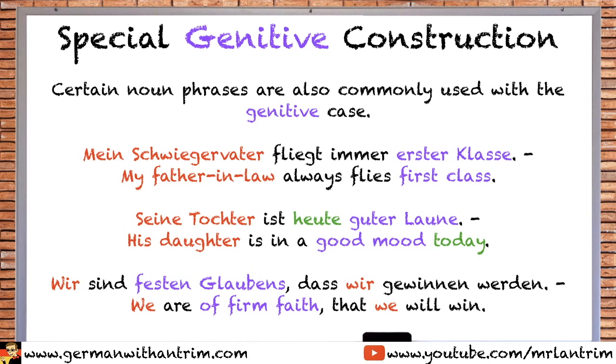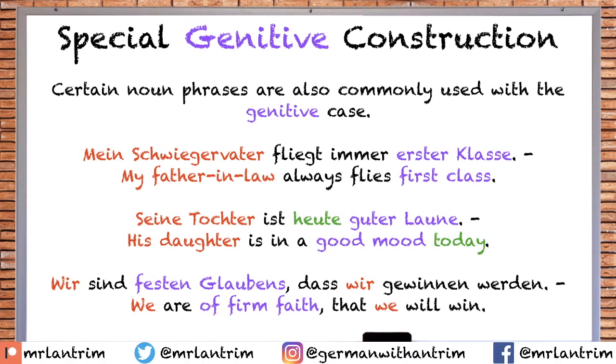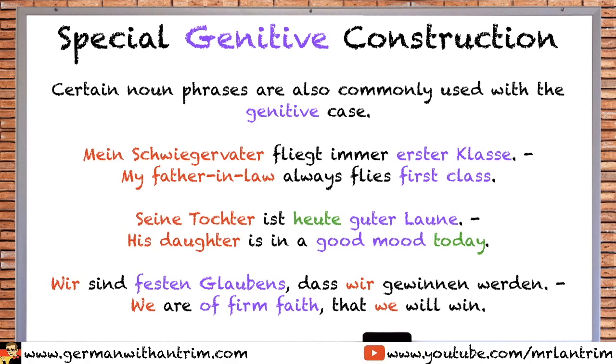Seine Tochter ist heute guter Laune. His daughter is in a good mood today. Guter Laune has an er at the end of the gut because, again, this phrase happens to be used in the genitive case. Think of it as the fact that heute is in the accusative case in that sentence, just because that's how it's used. Same thing happens with gute Laune.